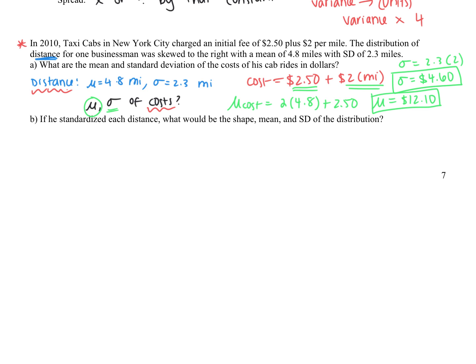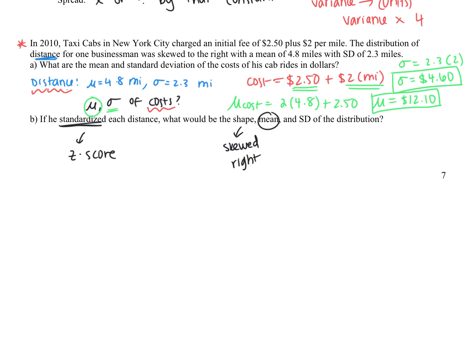Okay, last question on this page before moving on. If he standardized each distance, what would be the shape, mean, and standard deviation? So if he standardized, what that means by standardizing each distance is changing it to a z-score. So if for every single ride, he took every ride over the year 2010 and he changed each ride to a z-score, the shape is going to be the same. So it said skewed to the right, the shape is still going to be skewed right.